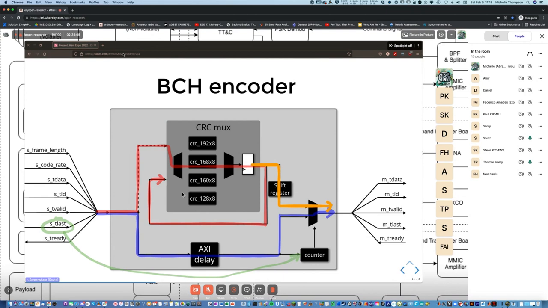By the way, these CRC blocks here are auto-generated. I plan to put a link to the ones I used, but essentially any auto-generated CRC block with the correct configuration should work here.